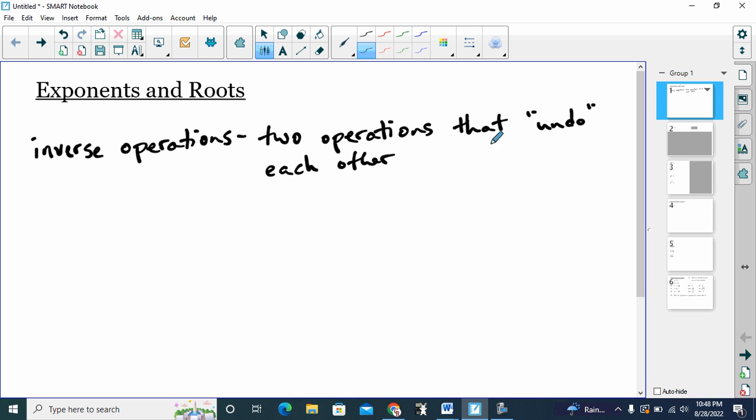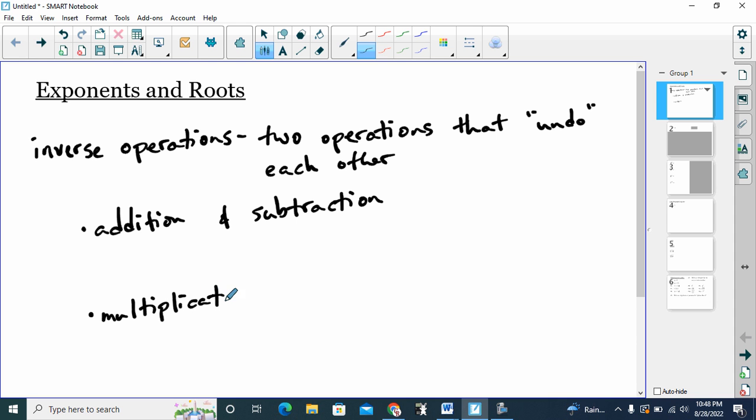Ones that you probably are familiar with, addition and subtraction. Those are inverse operations. Multiplication and division are another example of inverse operations. Because inverse operations undo each other, because they cancel each other out, they come in sets.